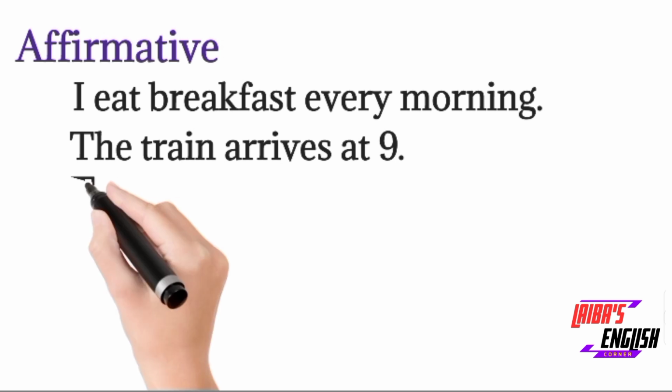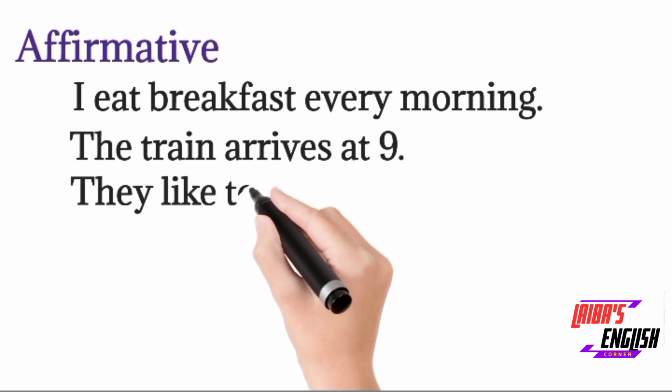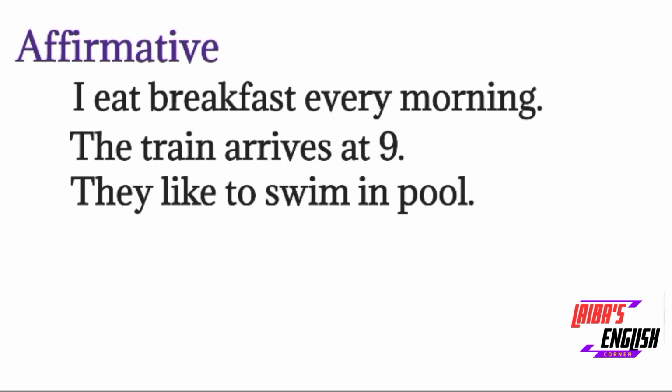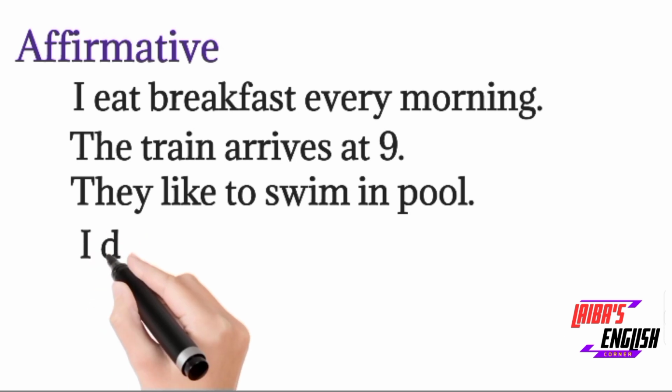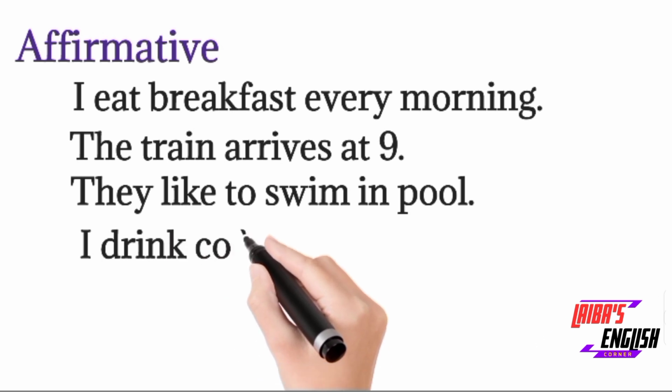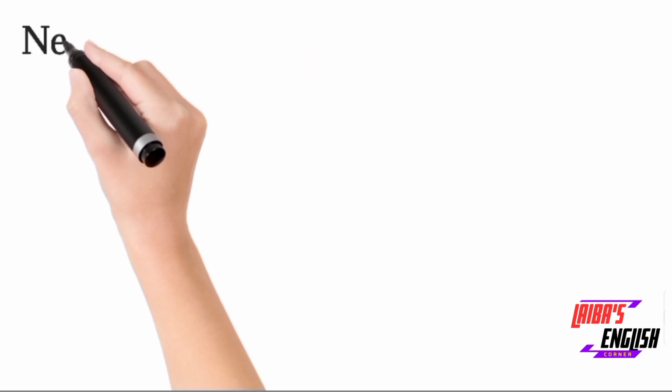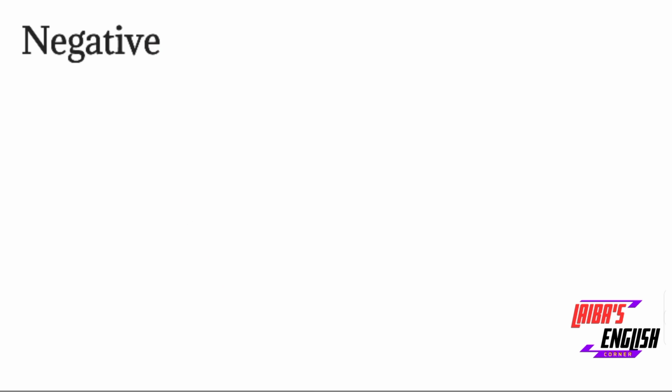Second example is the train arrives at 9. Here we use s. Why? Train is a name, so we are using s and es. Why s? Train is singular, so we are using s. Third example is they like to swim in pool. Here we are not using s and es because there is they. And I drink coffee. I with they, you, no s and es.